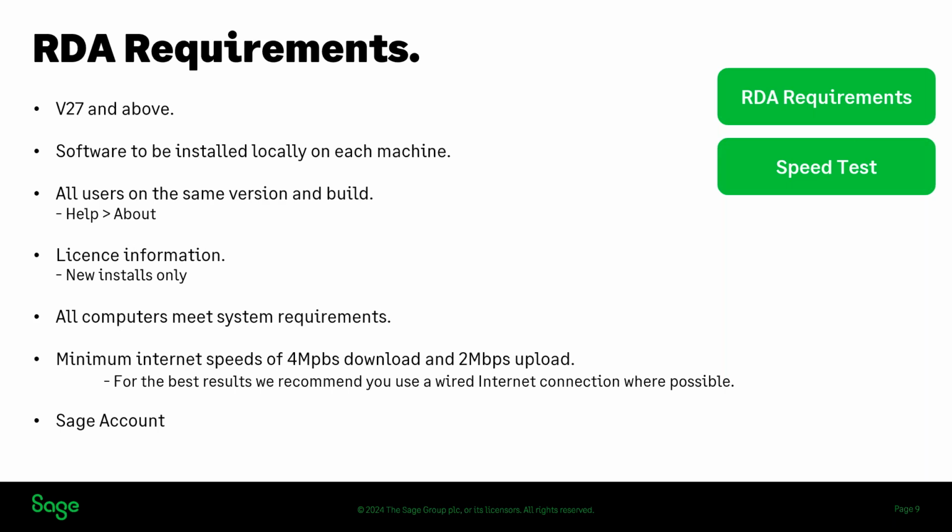And also it is a requirement that each user has their own Sage account, and they will create their own Sage account themselves. So you don't need to create that for each user. If you've got the handout downloaded, I have provided links to the RDA requirements. That does include the speed test on that article, but I have just included the speed test if that's something that you just need to check individually. It might be worth bookmarking for if you need to use it in the future. So just a reminder, you do need to make sure that you are getting 4 Mbps download and 2 Mbps upload.